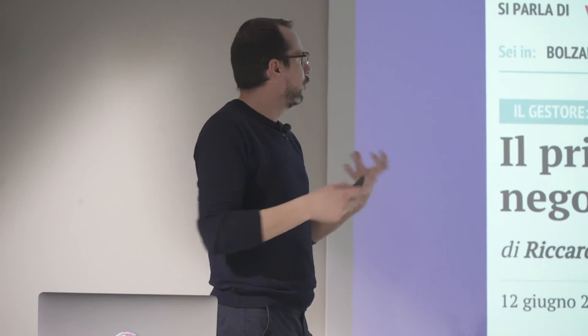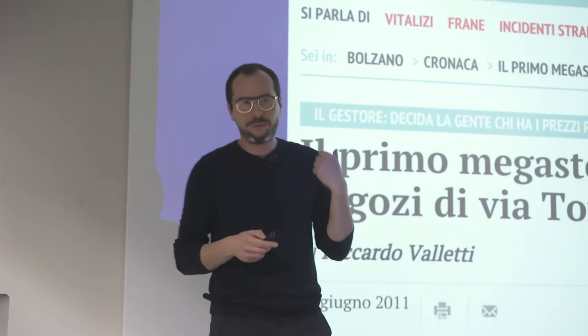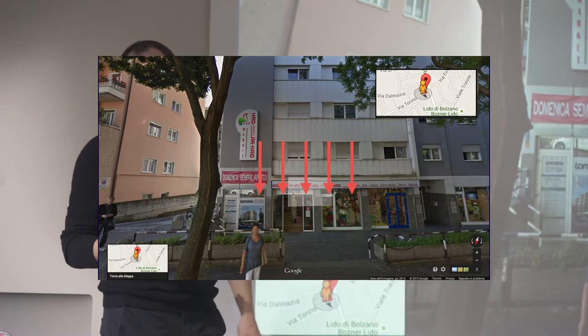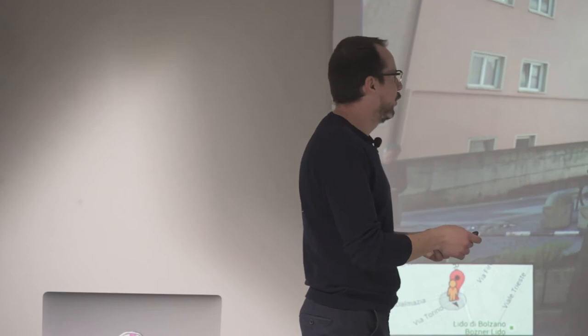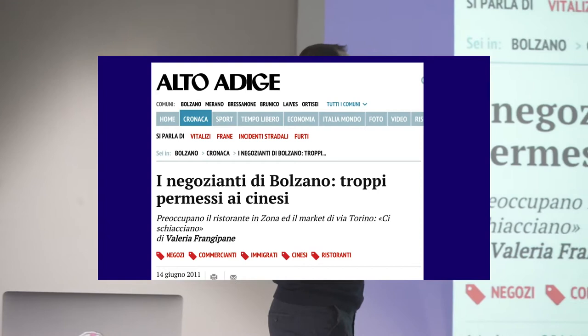This is one of the best. The first Chinese megastore that challenged the local shop, it's in Via Torino. And if you go in Via Torino, you discover this is the Chinese megastore. Because you use the keyword, as a journalist, you have a responsibility in what you write. You should use the proper word. This is a shop, it's not a megastore.